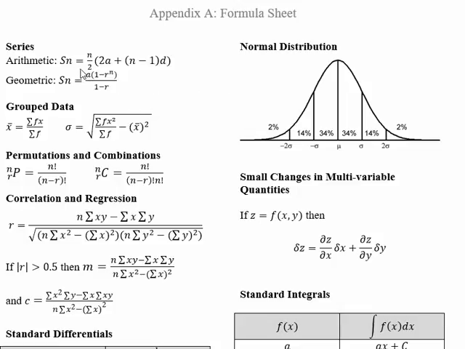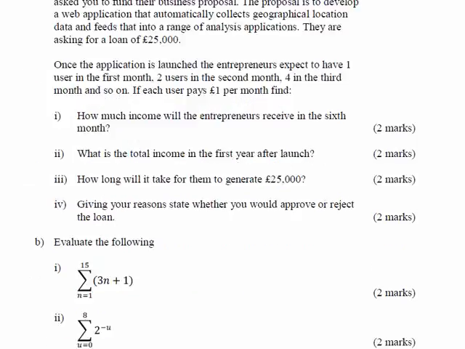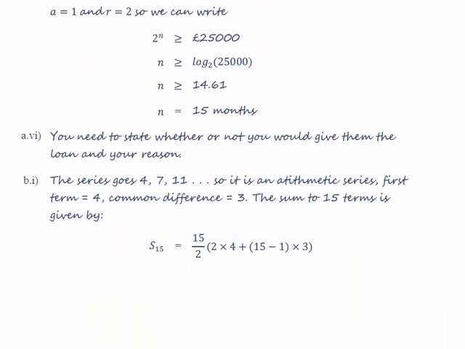if we go to the equation for sum to n terms is there, which means the sum to 15 terms is 2 times 4 plus 15 minus 1 times 3, which evaluates to 375.